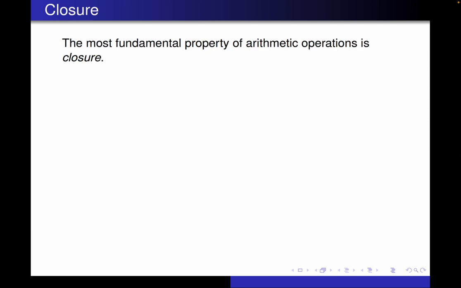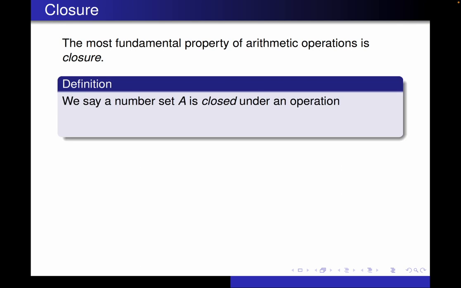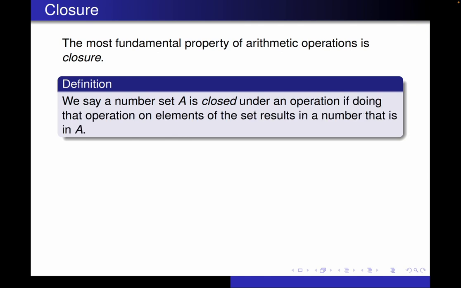All right, so another concept that I want you to be familiar with is something that is called closure. And we say that a number set A is closed under an operation. A number set could be the integers, could be the natural numbers, could be the complex numbers. It's important that we're talking about the whole set. The set is closed under an operation if doing the operation on elements of the set results in a number that is also in that set. So that's kind of a mouthful. Let's look at some examples to see what some of the issues are.